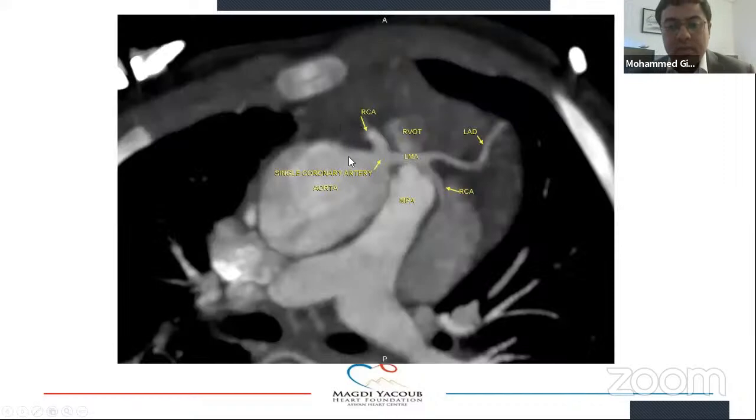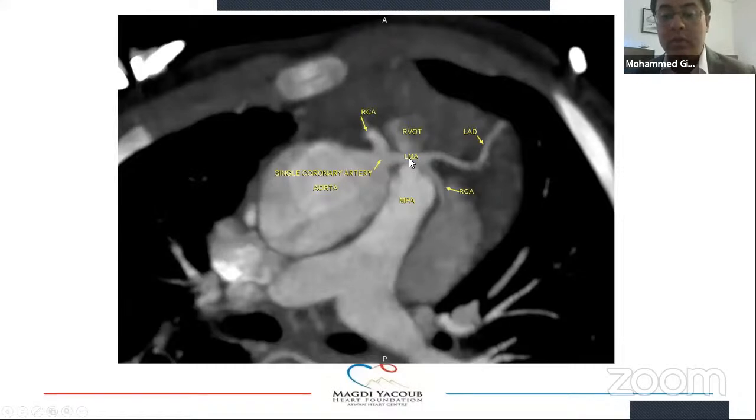The most important finding in this case, let's first review the anatomy. This is the main pulmonary artery, and this one the RVOT, and this is the aorta, here anterior, sternum, RPA, LPA. This single coronary artery supplies the RCA and the left main artery, or left coronary artery. The left coronary artery has a pre-RVOT course, which is a crucial point to be mentioned and notified.